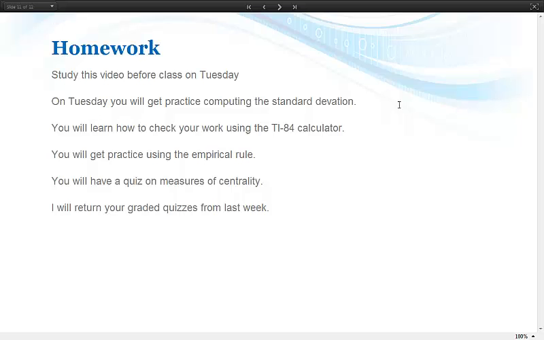Okay, so for homework, study this video before class on Tuesday, very important. On Tuesday, you'll get practice computing the standard deviation. You'll learn how to check your work using the TI-84 calculator. You'll get practice using the empirical rule, what I like to call the 68, 95, 99.7 rule. You'll have a quiz on last week's material on measures of centrality, and your graded quizzes from last week will be returned. Those grades you'll also find on D2L before the end of today.